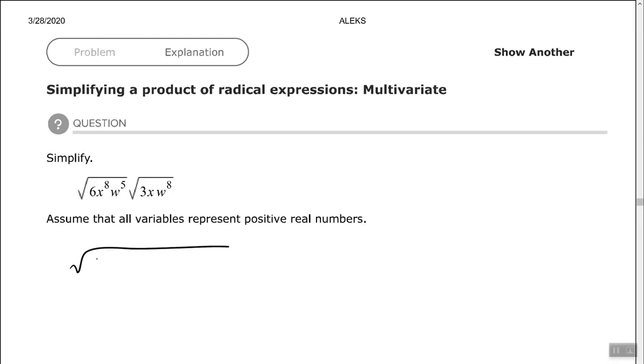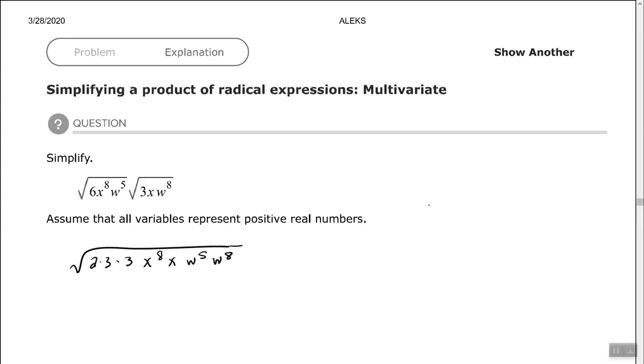So I'm going to go ahead and break down that 6 to 2 times 3, and then that 3 from the other radical. Then I have x to the 8th times x to the 1st. Then I have w to the 5th times w to the 8th. Now, this one, everything is the same except for those w's, because since I have w to the 5th, which is higher than w to the 1st power, and w to the 8th, then I think it's probably a good idea that I combine those and re-break them down.